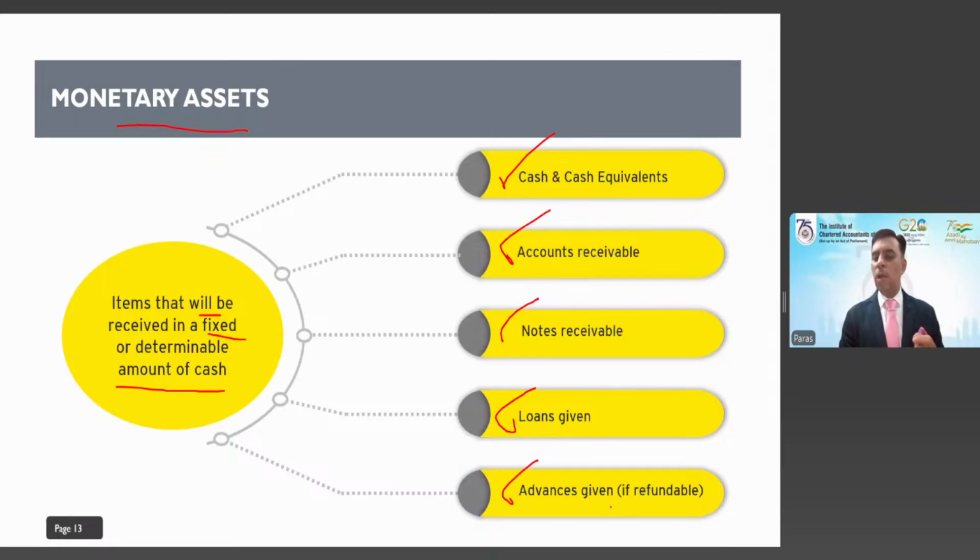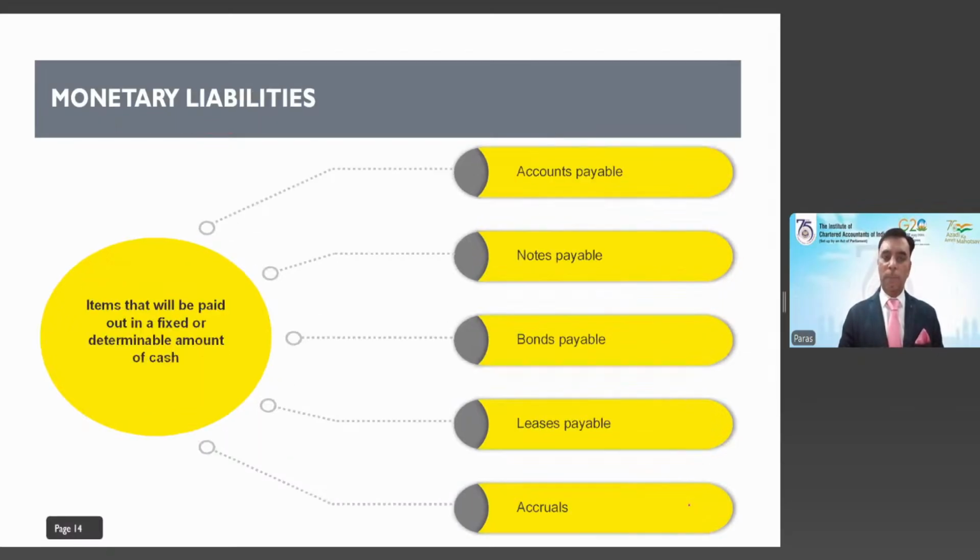One thing you need to understand is that I have written advances given if refundable. Why have I mentioned if refundable? Because if you have made the advances and you are going to receive any product or service against those advances, then it will become non-monetary, because then you do not have the right to receive fixed amount of cash, right? You have the right to receive the product or service. So in this particular scenario, this advance given will become the non-monetary item. But on the other hand, if you have provided advance to any party and you have the right to receive advance back from that party, then and only then advances given will be considered as monetary assets, right? I hope it is clear to you.